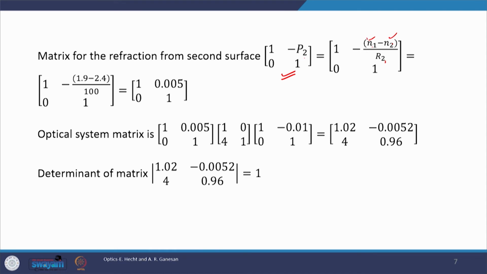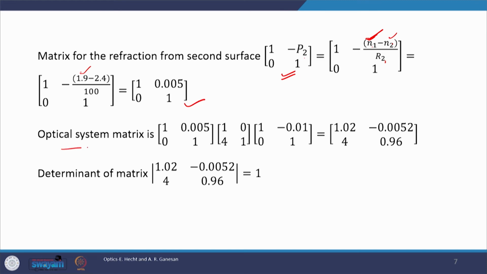N1 is the refractive index of air, and N2 is the refractive index of the lens material. Sorry, N1 is not the refractive index of air, since the lens is not kept in air, it is kept in a liquid of refractive index 1.9. Therefore, we will replace N1 not with 1, but with 1.9. We will always have to keep this in mind, and therefore, finally, we get the expression of the second refraction matrix.